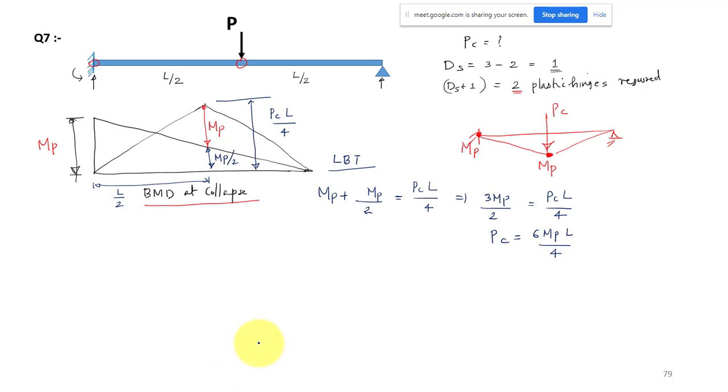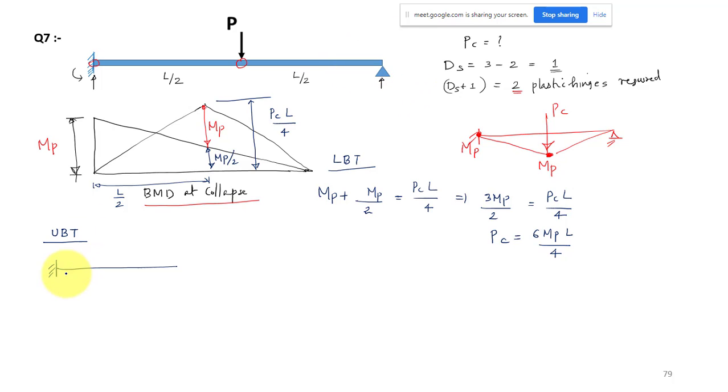And now we can apply the upper bound theorem. The upper bound theorem is based on the mechanism, so the mechanism will be like this. We need two plastic hinges. At this support a plastic hinge will not form, because it is a physical hinge, a hinge support. There is no question of a plastic hinge at this point because there is no moment at all. It is already a hinge.